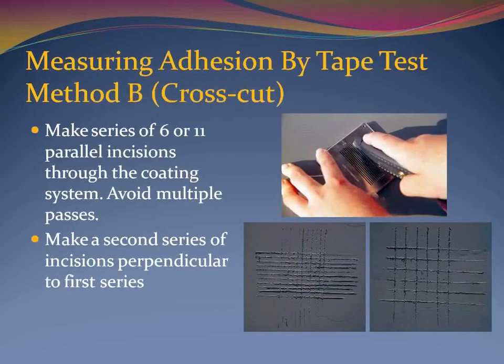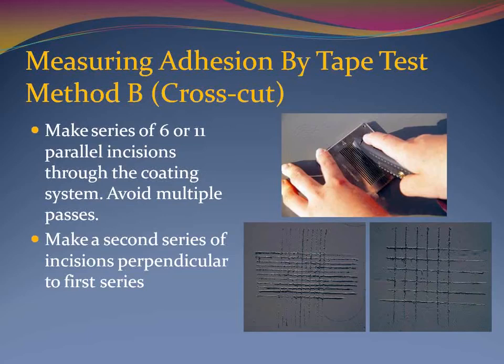To perform method B, mount a new razor blade in a utility knife. Use a guide or template to make a series of 6 or 11 parallel knife blade cuts through the coating system down to the substrate. The number of cuts and amount of space between the cuts is based on the total thickness of the coating system, as we described earlier. Alternatively, a cutter blade with predetermined spacing can be used.